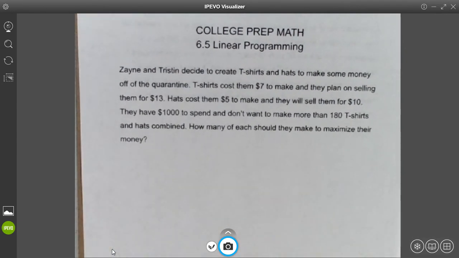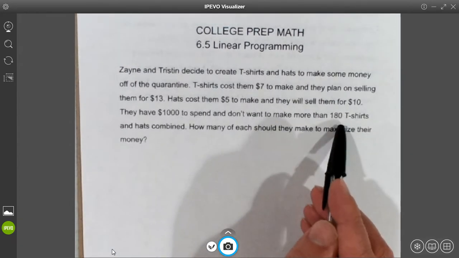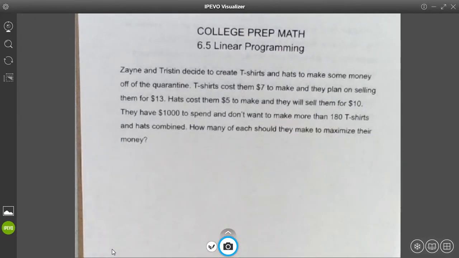So here's the situation. Zane and Tristan have decided to make the most of this quarantine, and they've decided to create some T-shirts and some hats to make a little money. The T-shirts cost them $7 to make, and they're going to sell them for $13. The hats cost them $5, and they're going to sell those for $10. They've got $1,000 to spend, but they don't want to end up with extra hats and T-shirts, so they've decided to make only 180 T-shirts and hats combined. How many of each of these should they make to maximize their money?